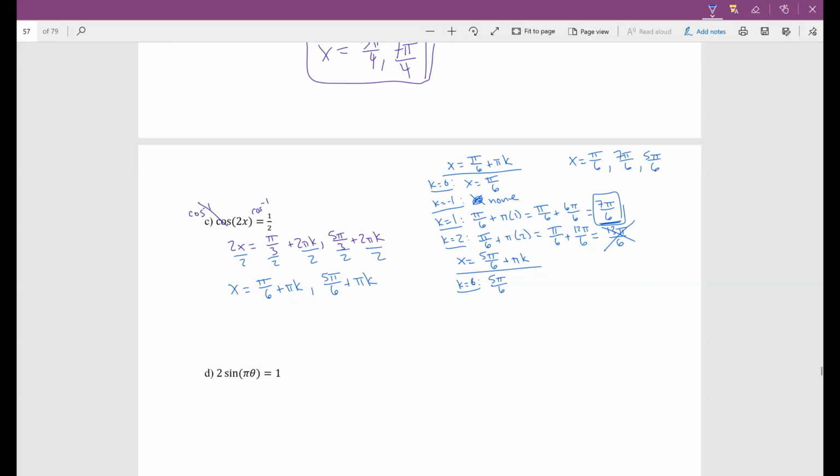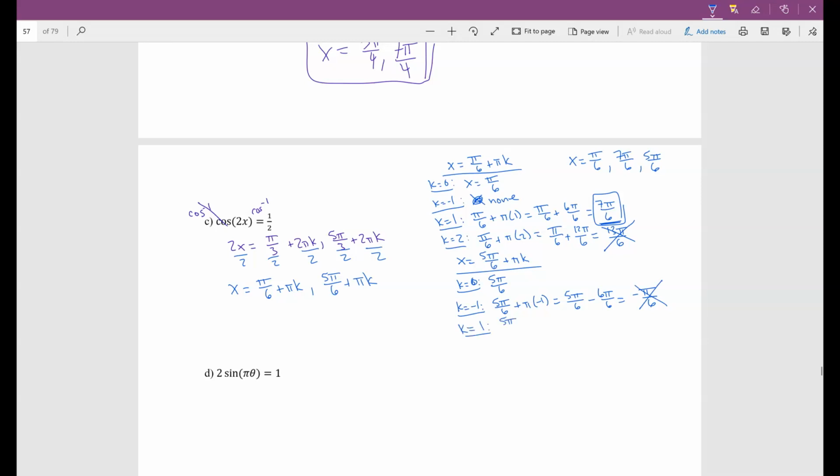All right, let's plug in k equals -1. So I'm going to have 5 pi over 6 plus pi times -1. So you get 5 pi over 6 minus 6 pi over 6. So what is this going to give me? This guy is going to give me negative pi over 6. Okay, so I went too far. This is a negative, so that one's not going to be it. So now let's go with a positive one.